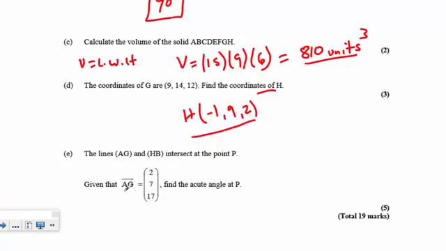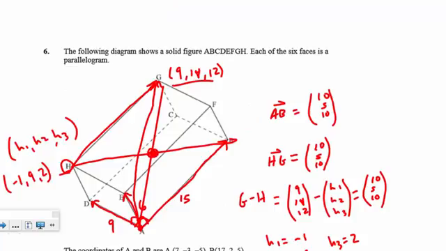They give me the actual vector AG, and they want me to find the angle where they intersect at point P. Okay, this is worth taking a look at the diagram then. If I want to figure out the angle at P where they cross, this is where they cross at P.